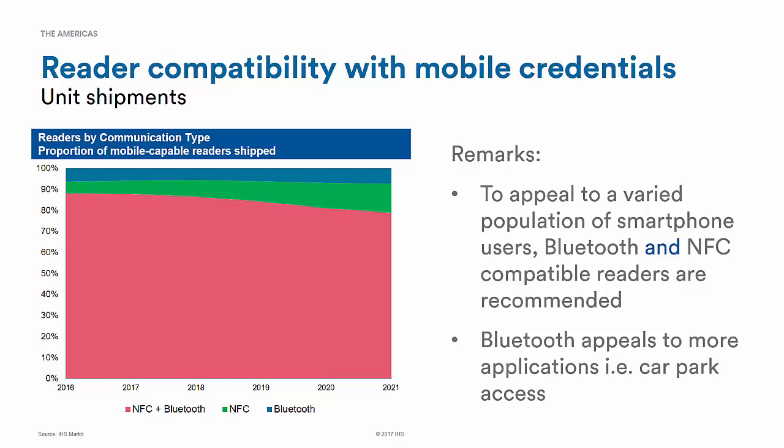Now, iOS phones have an NFC capability, but it is locked down for Apple Wallet. So in order to cater to all devices, including iPhone, Android, Windows, and so on, you'd want to guide your customers towards a reader capable of both Bluetooth and NFC. And as the data suggests on the chart, Bluetooth and NFC compatible readers will represent over 80% of the market adoption from now until 2021.